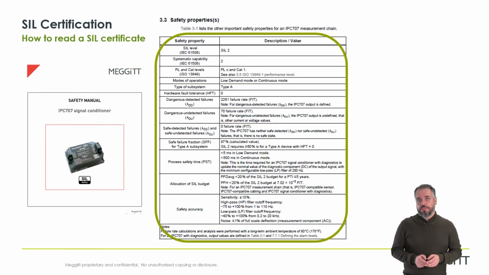So to learn the safety properties of the device, you must consult the safety manual, where you will find all the parameters that you will require to construct your safety instrumented function or system. You will find in the safety manual all the details: SIL level, systematic capability, architectural constraints, failure rates, and etc.